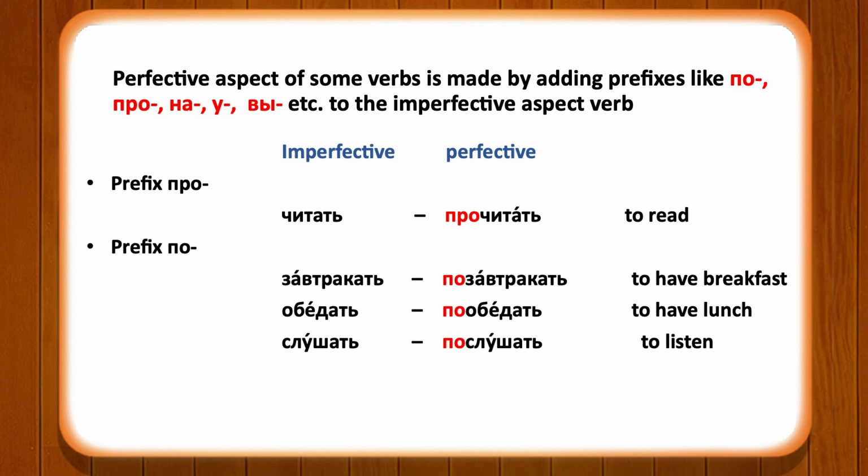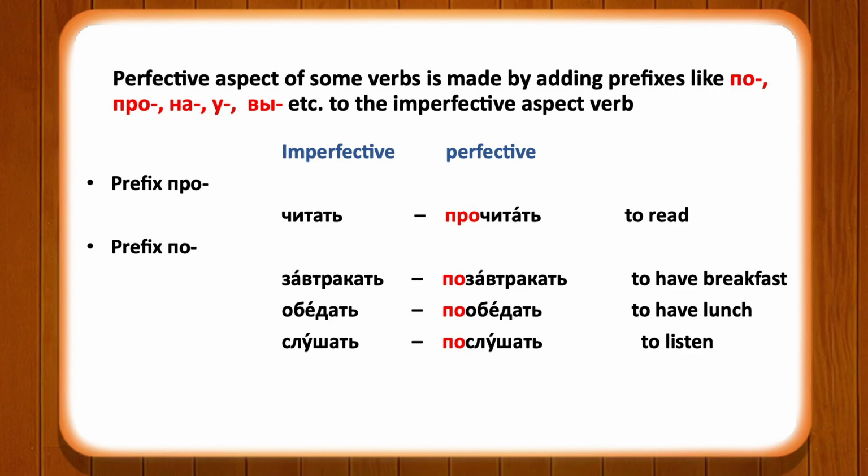Let us take up another verb, abhyedach. Abhyedach means to have lunch. Abhyedach is an imperfective verb. The perfective counterpart of this verb is also formed by adding a prefix pa. So, abhyedach, imperfective. The perfective verb is pabhyedach. Abhyedach, pabhyedach. Both the verbs mean to have lunch.